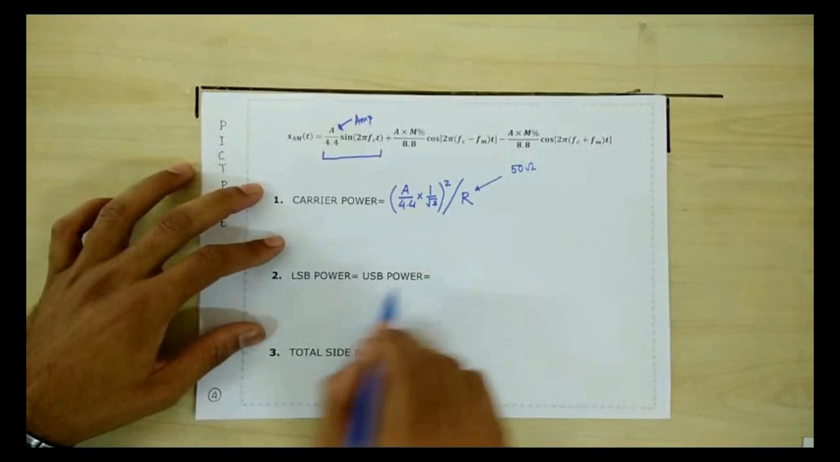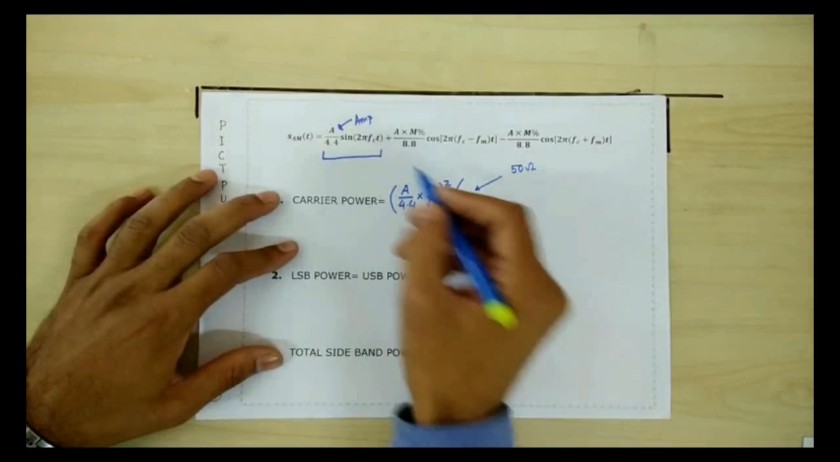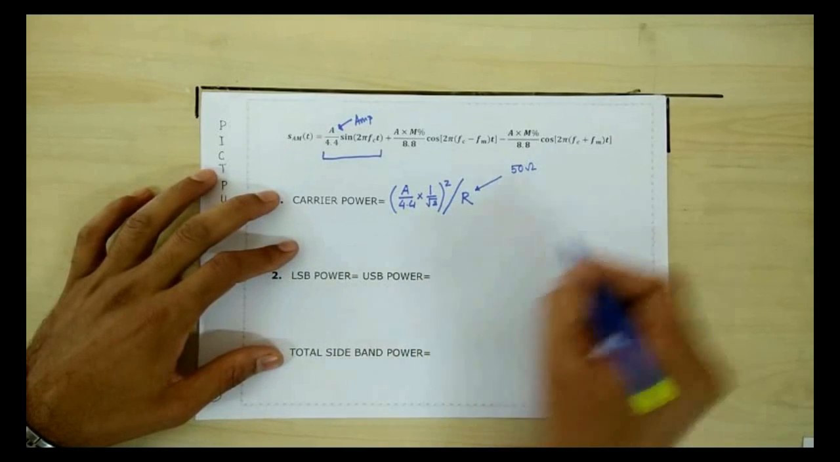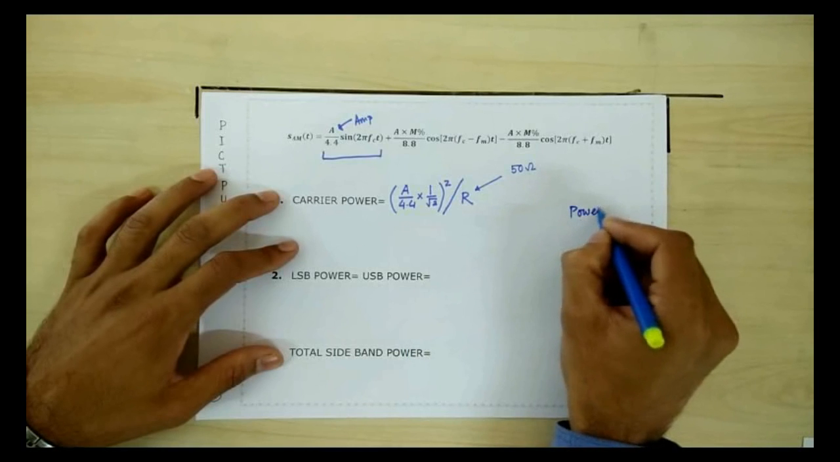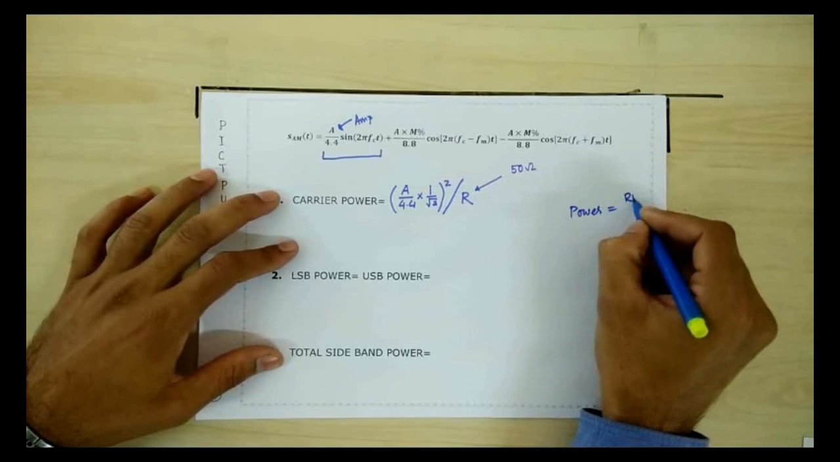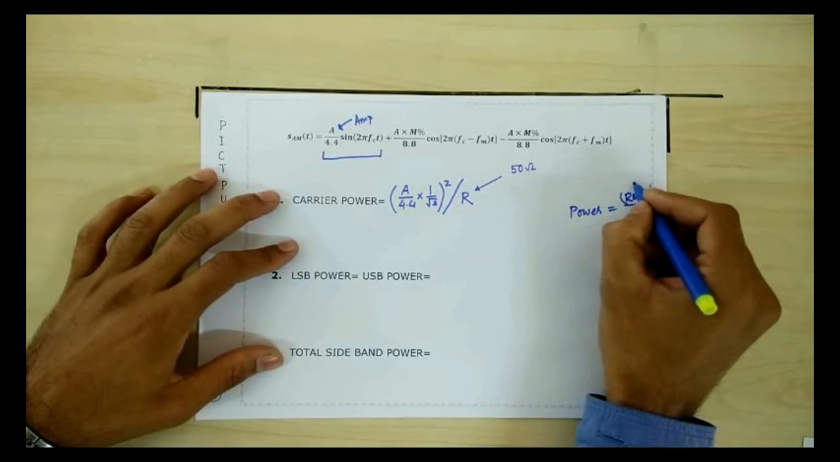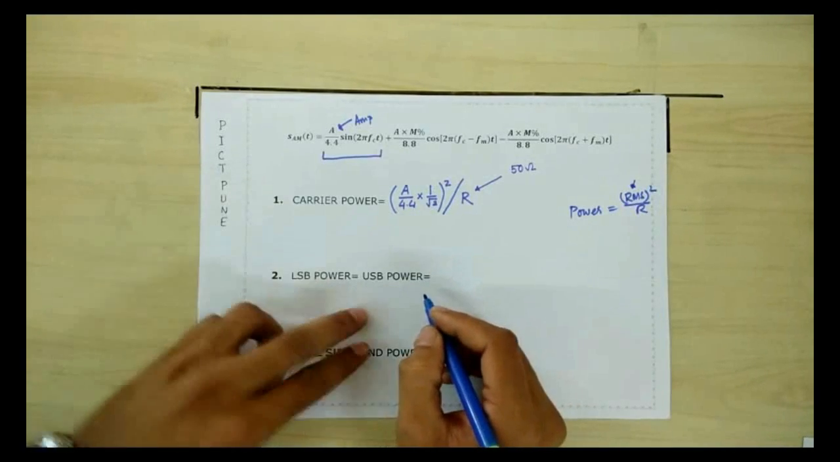So these two powers are equal. If you see, we have to use the power formula. That power formula, again, this is the power, which is the RMS square upon the resistance. This RMS is in voltage form.